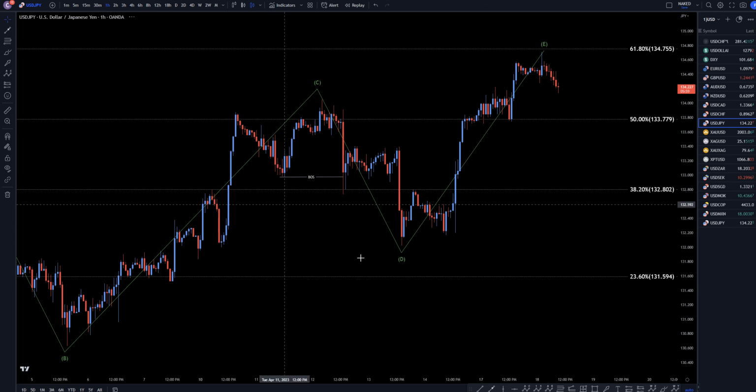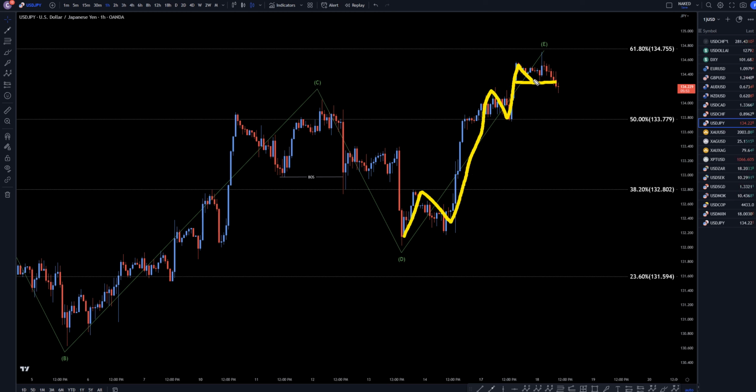So, going down to the 1 hour time frame, we do have a break of structure right here. That pretty much proves to me that this uptrend is over. It is close enough to the 61.8 for me to call it a hit. I think there's a good chance that is the end of a wave E.